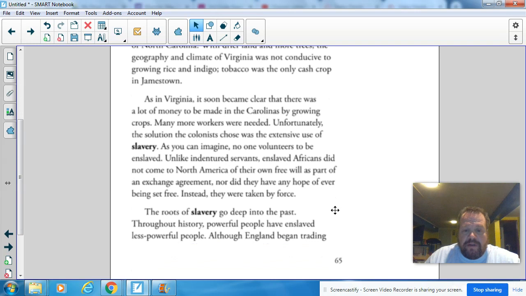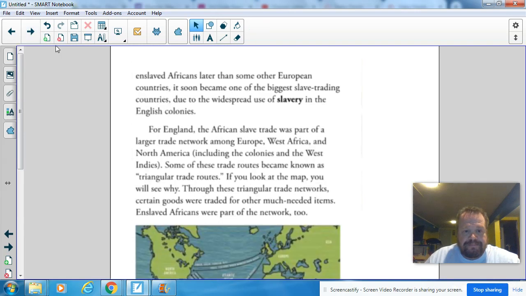The roots of slavery go deep into the past. Throughout our history, powerful people have enslaved less powerful people. Although England began trading enslaved Africans later than some other European countries, it soon became one of the biggest slave trading countries due to the widespread use of slavery in the English colonies.